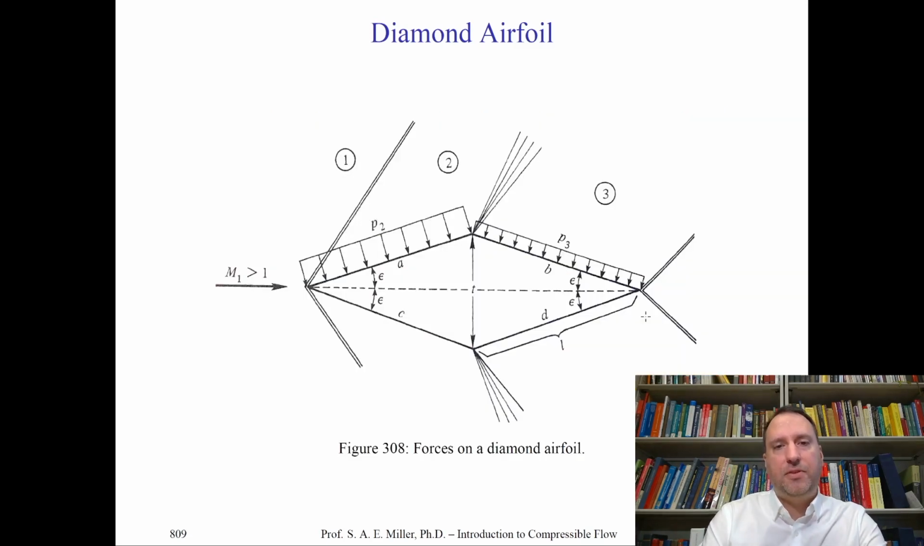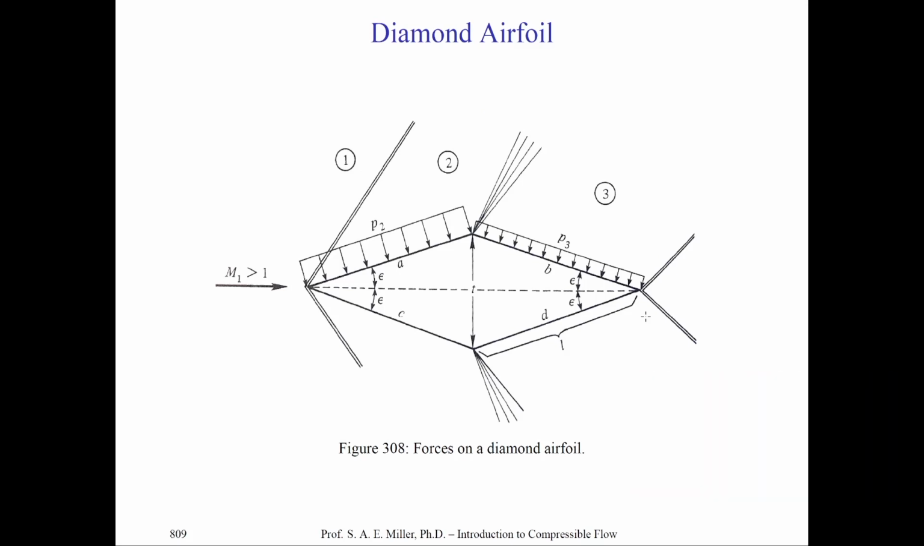Here's the graphic illustration of the problem I just showed. So in figure 308, we have an incoming Mach number, M1, greater than 1, and we'll call this state 1 in front of the vehicle. It's a marching problem. We'll march downstream from left to right.